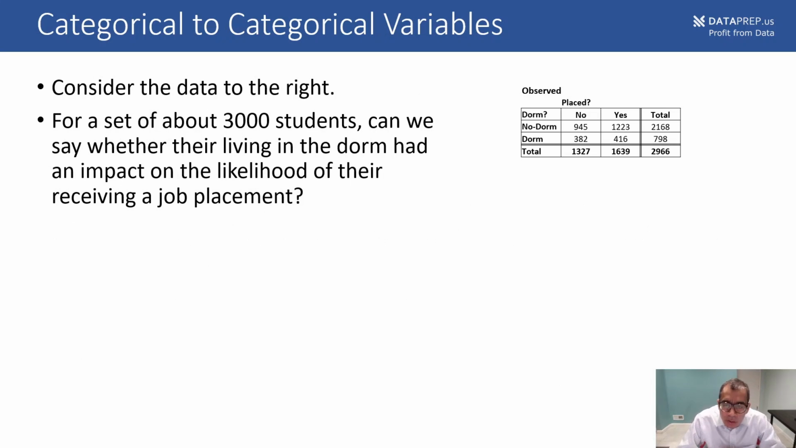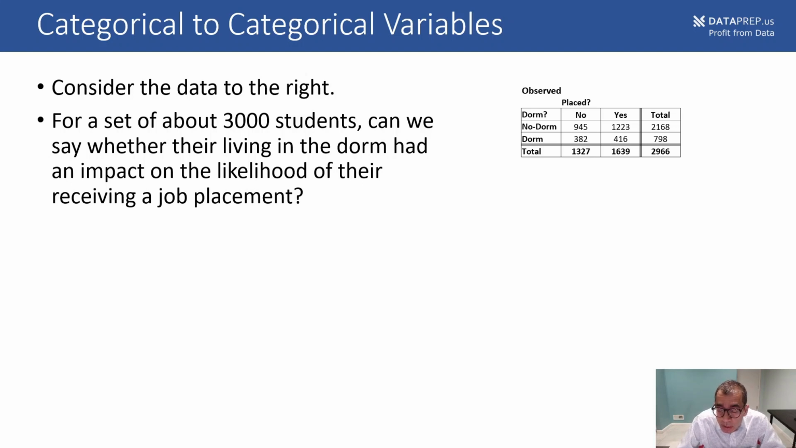So let's look at categorical to categorical variables. How do you establish association between them? Now this is from a toy data set, some information on about 3,000 students, some of whom live in a dorm and others do not. At the end of their graduation, some of them received a job offer and were placed, and some others were not. What we want to know is, is there any correlation between living in a dorm and receiving a job placement? We don't know the answer to that. All we have is this data here, and we have to think about whether these two things are connected.